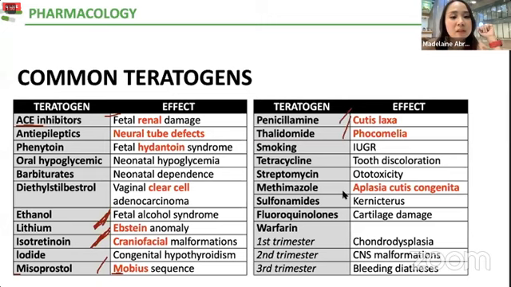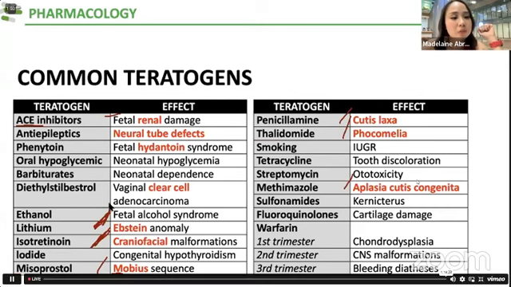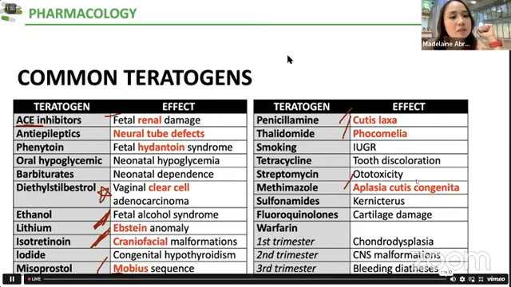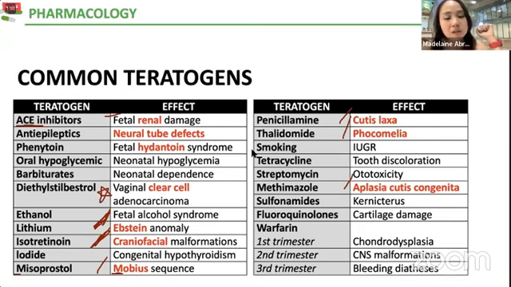Phocomelia and thalidomide. And aplasia cutis congenita in methimazole. Okay? There are so many, guys, since we're just summarizing everything, I want you to take note of those that are in bold red. Okay? And what else? Maybe if I add one more, it's commonly asked in exams: diethylstilbestrol can cause vaginal clear cell adenocarcinoma. Okay, so that's also a commonly asked question.